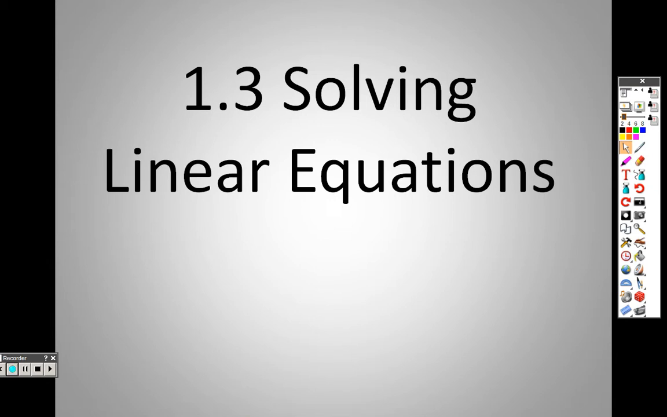1.3 in Algebra 2 now. Solving linear equations. Okay, once again, a topic that you should know from pre-algebra, a topic you should know from Algebra 1, a topic you should know from geometry, and now that we're doing it again in Algebra 2, it should be even sweeter and even easier for you to do it. So let's see what we can do here.